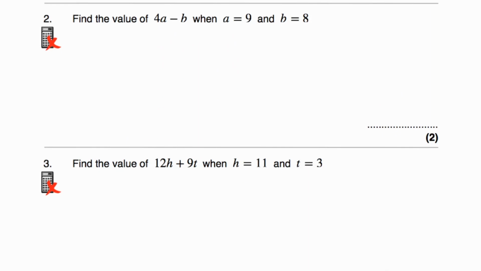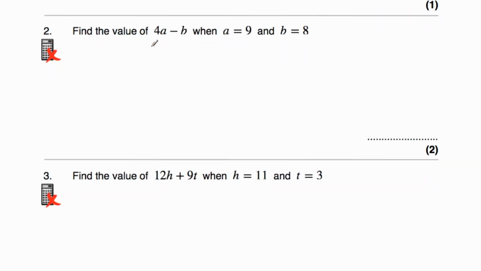Okay, let's have a look at question number 2. Find the value of 4a minus b when a is equal to 9 and b is equal to 8. We've got 4a, which means 4 times a, and then we take away whatever b is. a is equal to 9, so that's 4 times 9, which is 36. So we've got 36 take away b, and b is equal to 8, so 36 take away 8 is equal to 28. That means the value of 4a minus b, when a is equal to 9 and b is equal to 8, is 28. And let's just check it. 4 times 9 is 36, take away 8 is 28. That's our answer, 28.